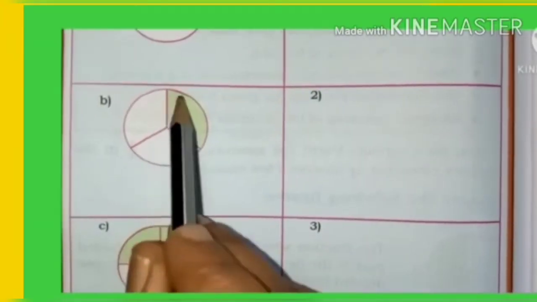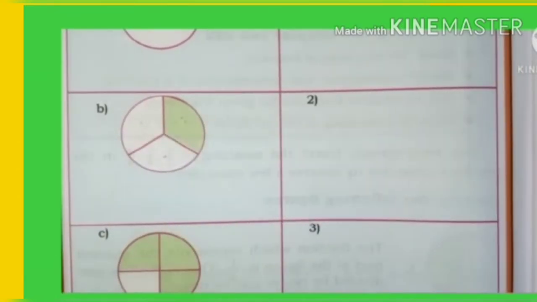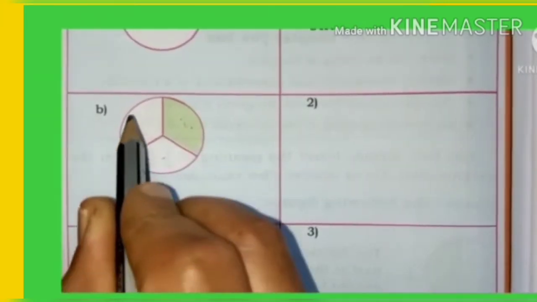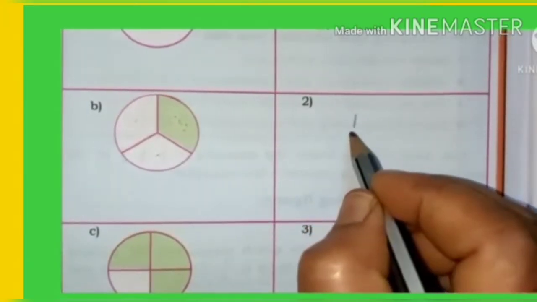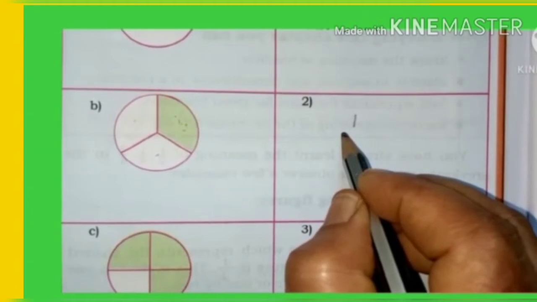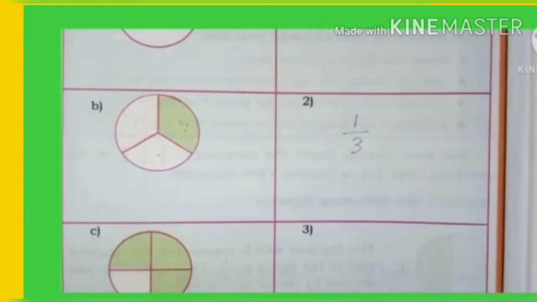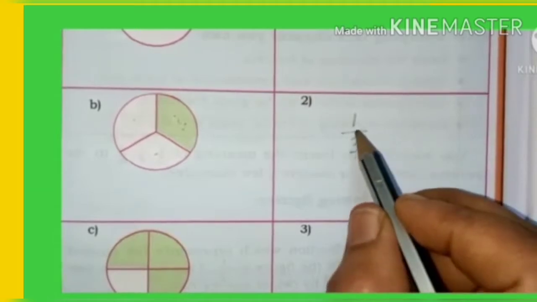Children, now observe the second example. The figure has 3 equal parts in a whole and one part is shaded. So, the fraction which represents the shaded part of the figure is 1 divided by 3. This is read as 1 by 3 or 1/3.